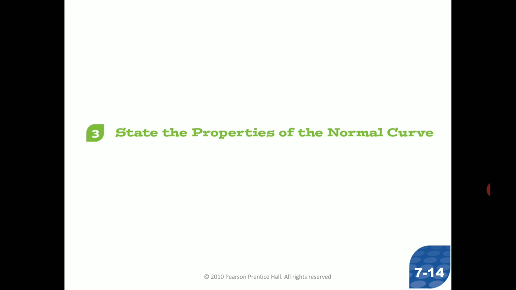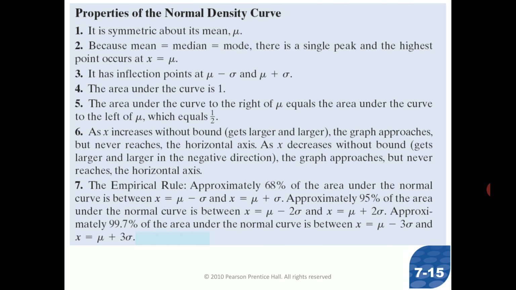All right, properties of a normal curve. Here they are. It is symmetric. Again, we're going to assume symmetry quite a bit. And the center is the mean, mu. Because mean, median, and mode are all equal, there's a single peak. The highest point occurs at mu. It has inflection points at mu minus sigma and mu plus sigma. That's not really important, you don't really care about that.